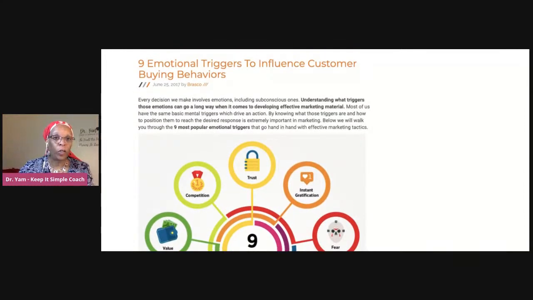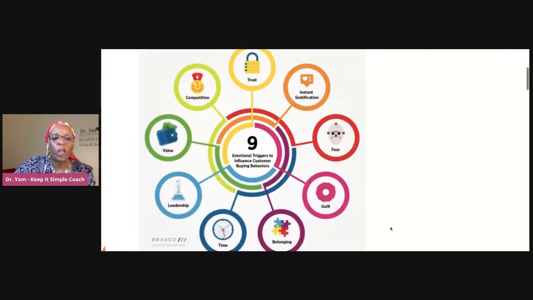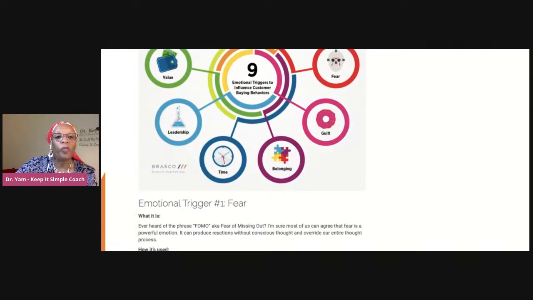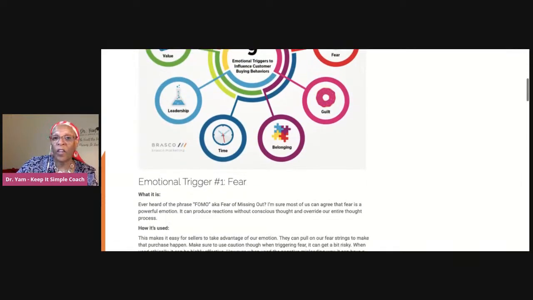Remember, people buy out of emotion. It's just a part of the process. The question becomes, how can you influence the customer's buying behavior by understanding better what triggers the emotions that are going to take them from thinking about it to actually pulling the trigger and wanting to make the purchase from you. So there are 9 emotional triggers, and they don't have a particular order. They all have different aspects.